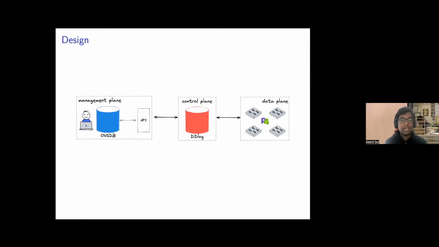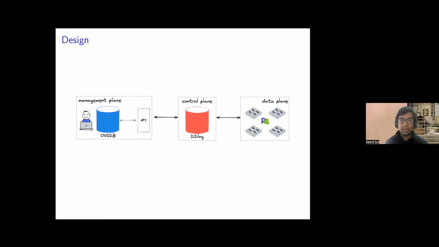NERPA makes it easier to interface between these three programs. It generates code to help move data between the different planes instead of forcing the developer to write glue code. To do this, we generate DDLog input and output relations from the OVSDB schema and from the compiled P4 program.